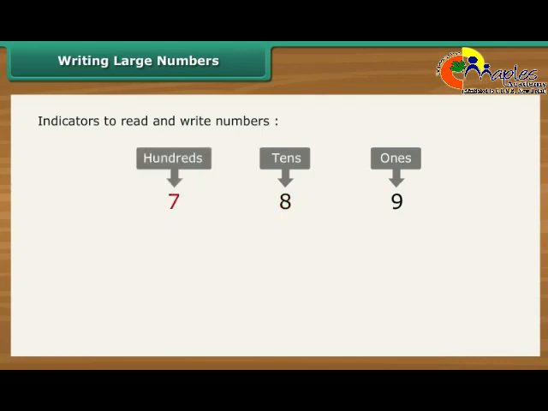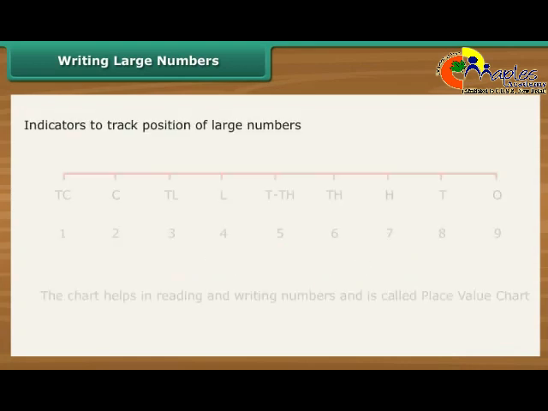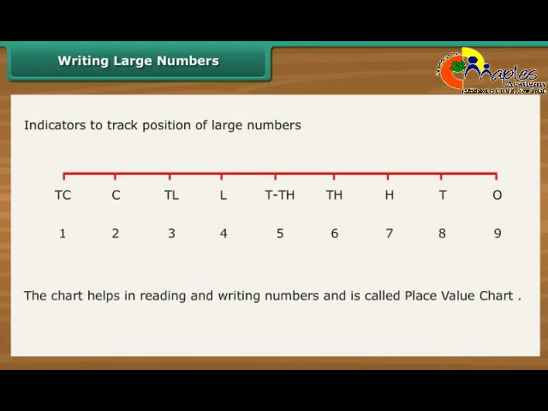Let us see how. Writing large numbers. Sometimes the large numbers are so large that it becomes difficult to keep track of them. Then it helps to use indicators to read and write large numbers. In the decimal number system, the value of a digit depends on its place or position in the number. Each place has a value of 10 times the place to its right. It can be extended to crores. The chart helps in reading and writing numbers and is called a place value chart.